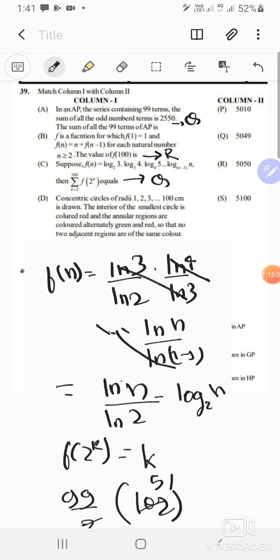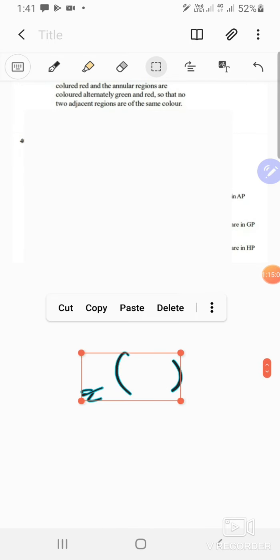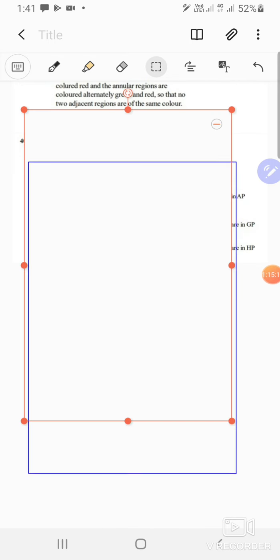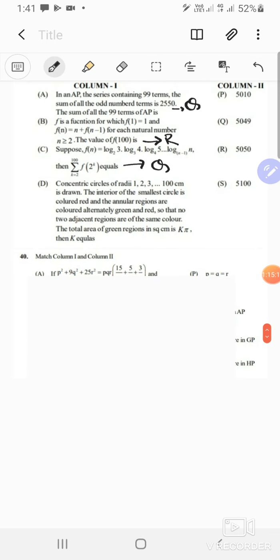What's with this thing? It just got repeated once. Okay, let's erase this. I don't know why it got repeated. Delete. Delete this as well. It should not have been repeated.